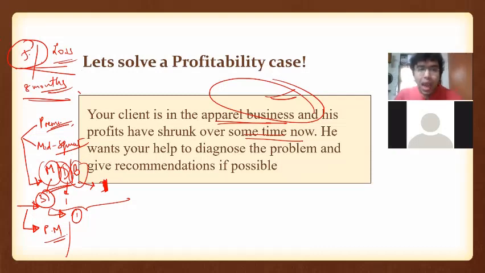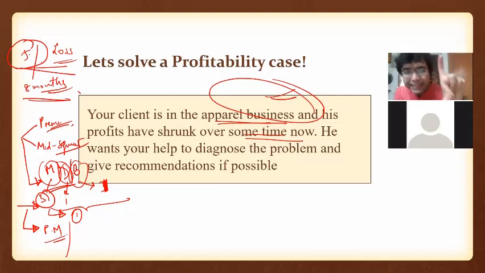Okay, and if you just go back and think, these are pretty generic questions to ask. Like instead of in the apparel business, if my client was selling cars, I would still ask the same set of questions. How much is the loss? For how long? What kind of cars do you sell? How many stores do you have? Is there a particular store which is facing a problem?